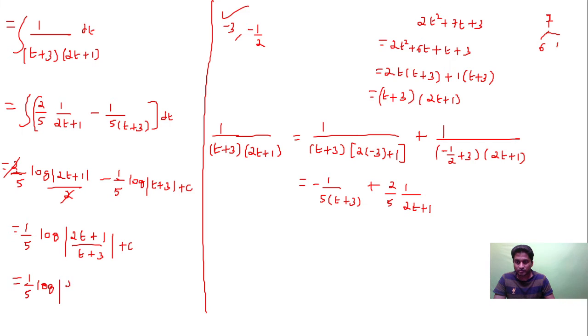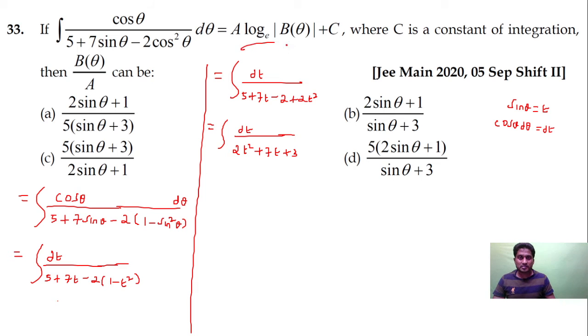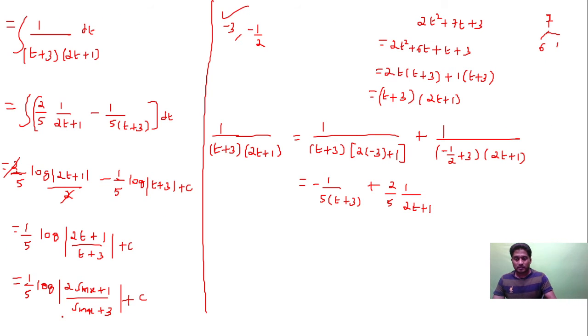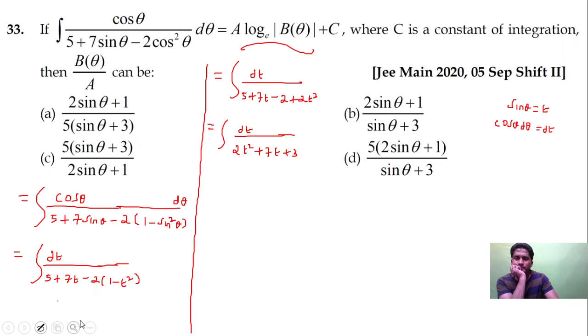So this will be equal to 2 into sin x plus 1 upon sin x plus 3, and plus the constant c. Now you compare this with the solution. I am supposed to find out what is a of x and b of x, right? I am supposed to find b of theta upon a. So we'll find out what is a now.